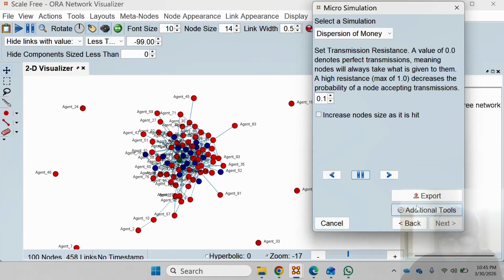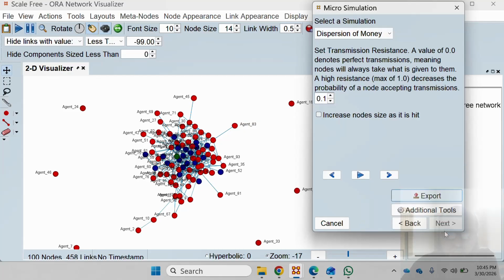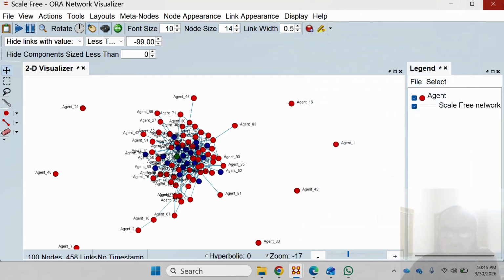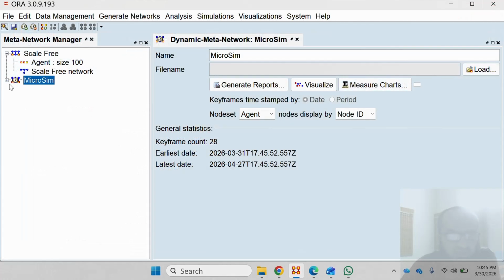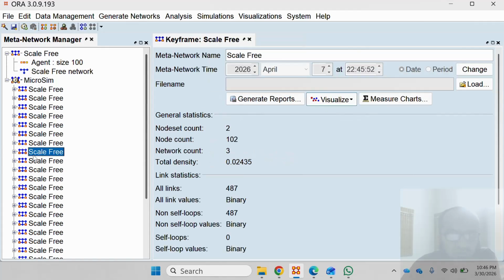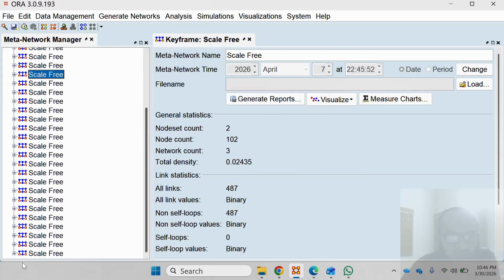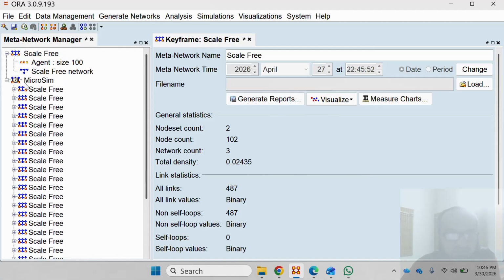Right, so I stop it over here, maybe this, and I just export it to ORA multiple meta networks. I want to export to ORA dynamic, so it will automatically export as a dynamic meta network. So I close this visualization, and you see again I have a micro simulation dynamic network over here, and how many steps it has run. You can see over here 7 April, so it has run almost up to April 27, so almost 27 or 28 steps it has run.